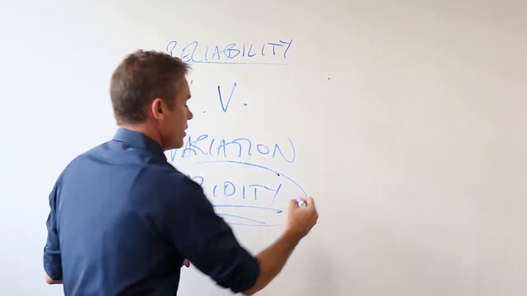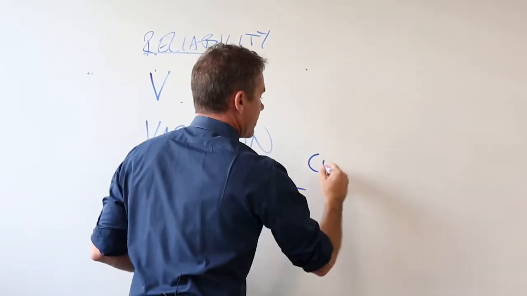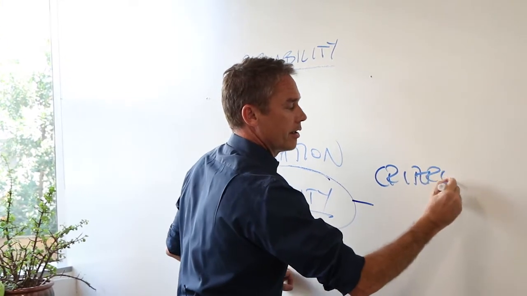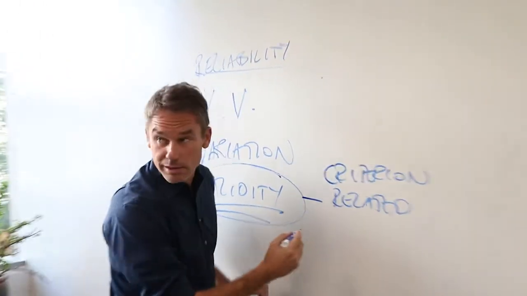This is called, I'm going to write all these 3 words out because you've got to ask about it, criterion related validity.